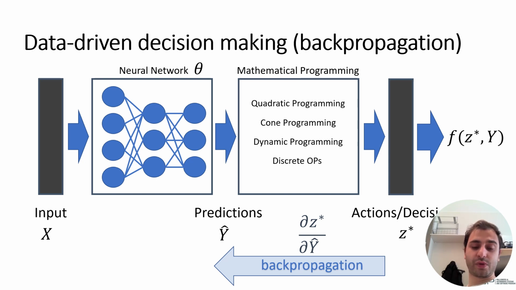The cool thing is that if we are able to make an optimization layer that is differentiable, then we can do backpropagation through the whole architecture. From the end task, which is the final objective function, through the optimization layer, and then through the neural networks. So that's the main point here.